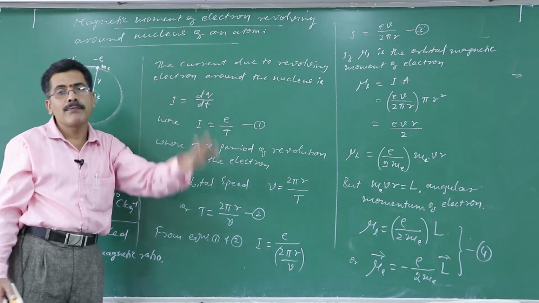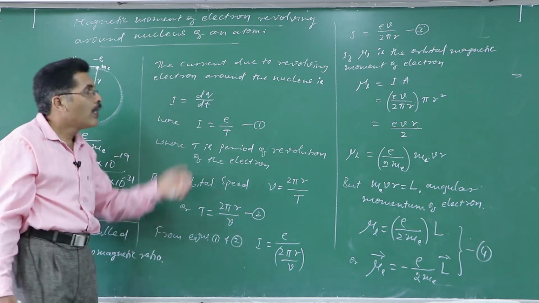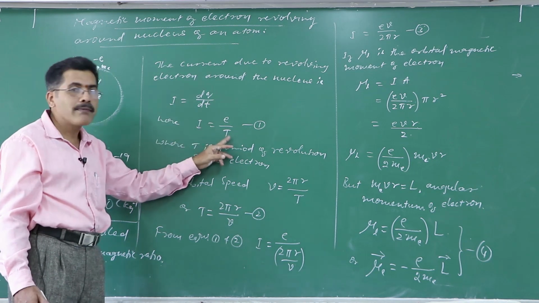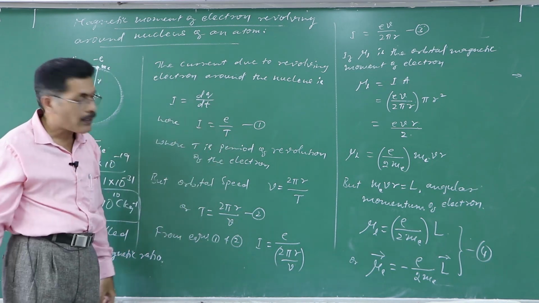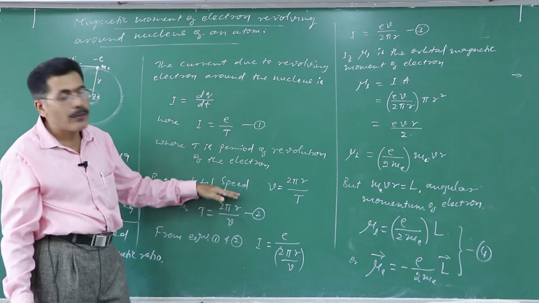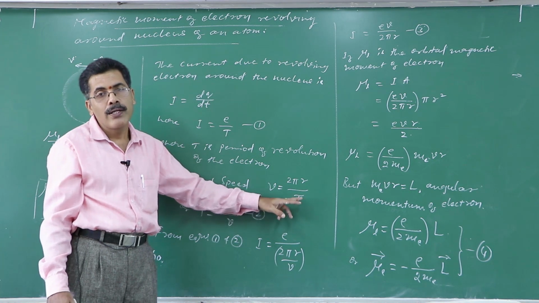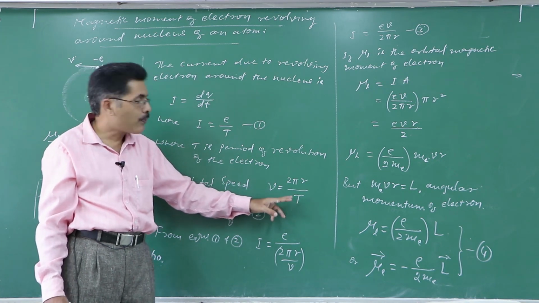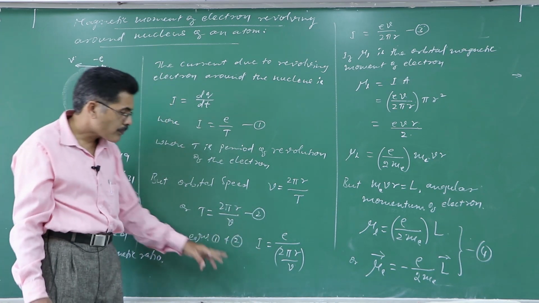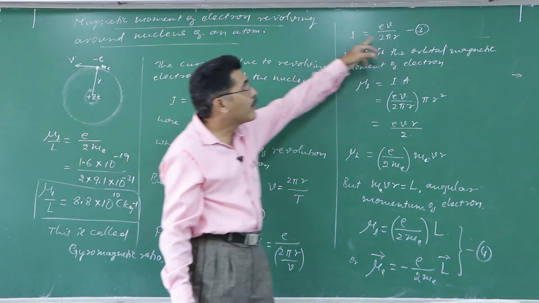Since electron is a charged particle, a moving charged particle constitutes a current. So therefore, current due to revolving electron is given by I is equal to e by T, where T is the period of revolution. We know that orbital speed is given by total distance covered by time taken. See, therefore, time taken here is period. Period is equal to total distance by orbital speed. Now substitute in this equation 1, you will be getting ev by 2 pi r.